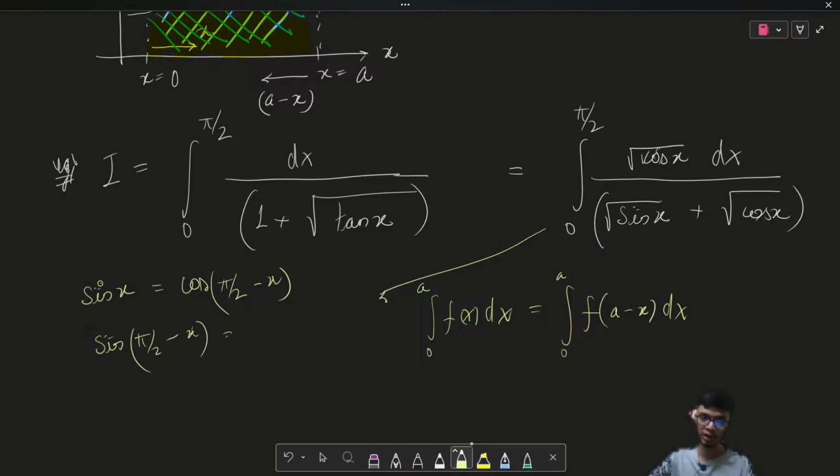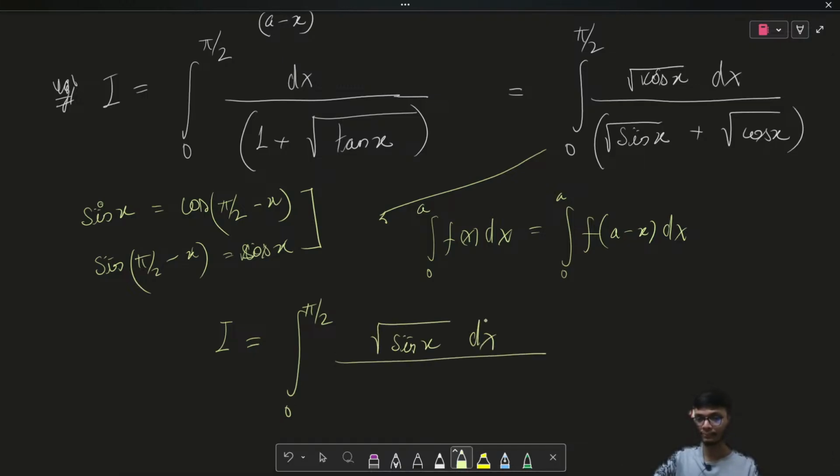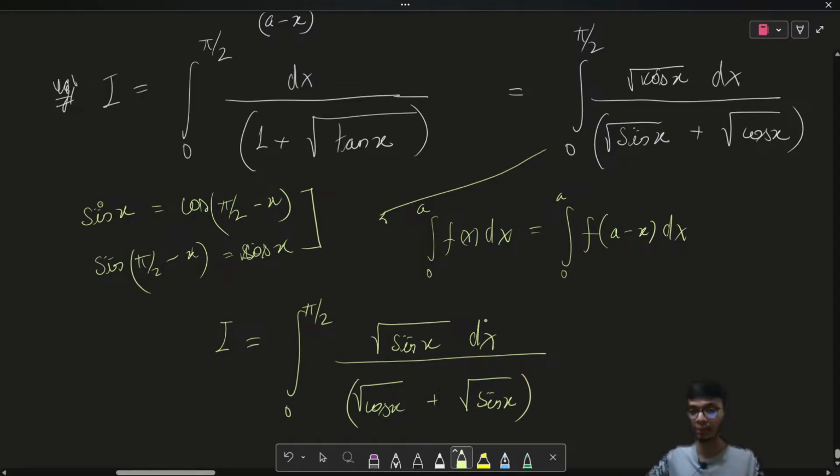So if I use this, I can do it in a simple way. I can write the same integral as 0 to pi by 2, where the cos x over there will become sin x, and this will become cos x. So when I make this simple change, the denominator remains the same.